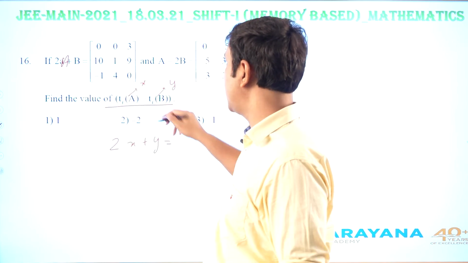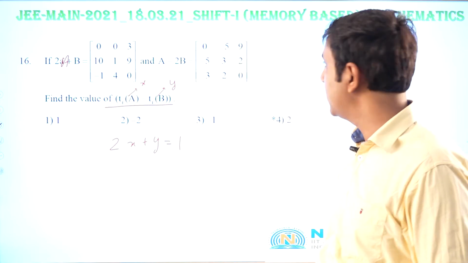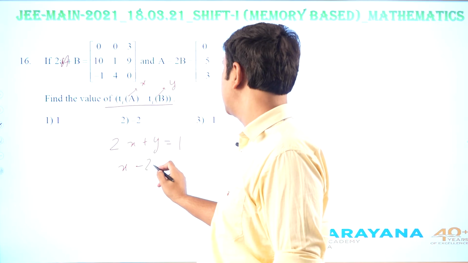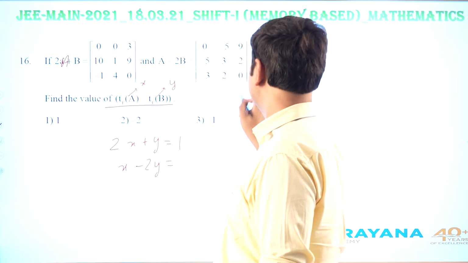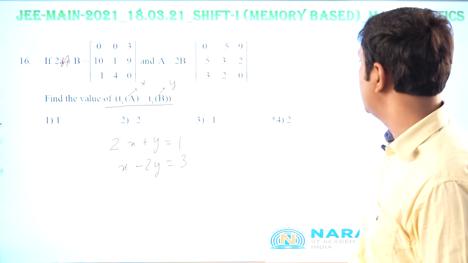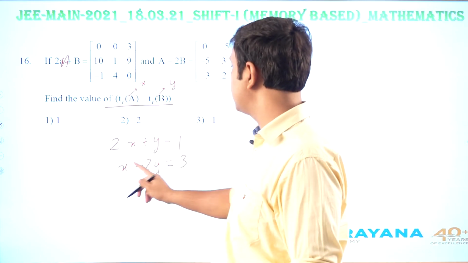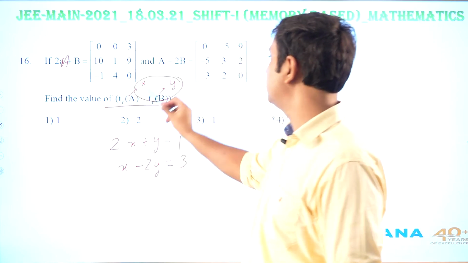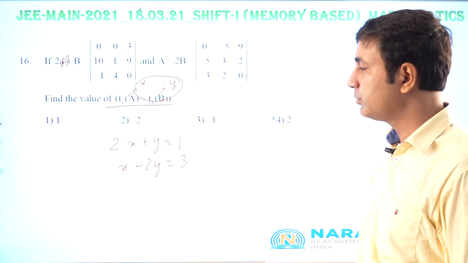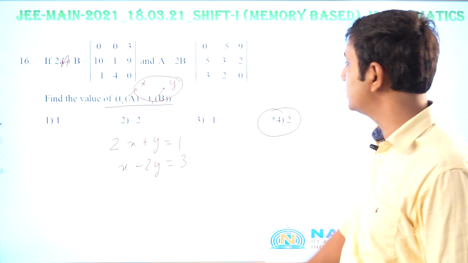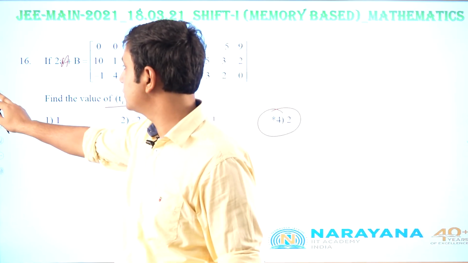will become 1, and from here x minus 2y is how much? 3. Now the question becomes fairly straightforward. We have 2x plus y given, x minus 2y given, and we have to find x minus y. We can find the values of x and y both from here and move on. So we'll mark option corresponding to that and we'll move on to the next question.